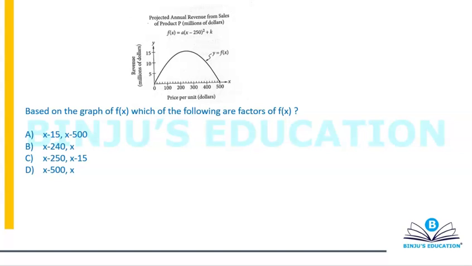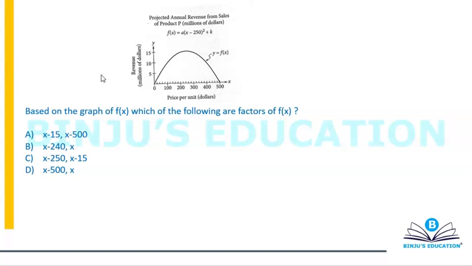All right, so projected annual revenue from sales of product P in millions of dollars. It is given to us in the form of a parabola. On the y-axis we have the revenue, in millions of dollars. On the x-axis we have price per unit in dollars. So there's a graph of revenue versus the price per unit.